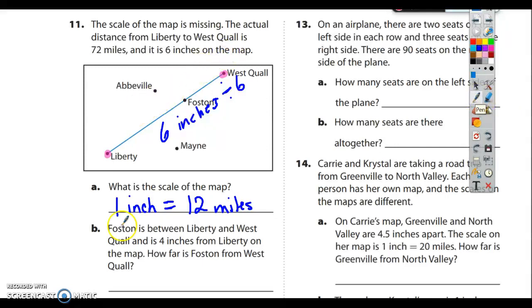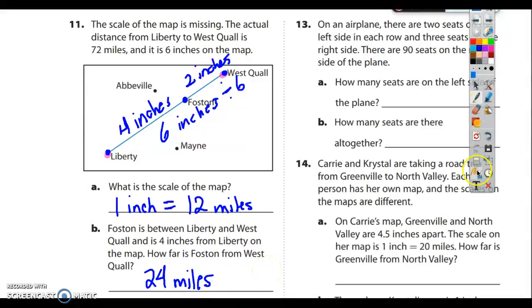Question B reads, Foston is between Liberty and West Qual. Here's Foston right here. And it is 4 inches from Liberty on the map. So from Liberty to Foston is 4 inches. How far is Foston from West Qual? Now we're not talking about on the map, because I could easily say that that's 2 inches. I'm talking about in real life. So I know that's 2 inches because to get from Liberty all the way to West Qual is 6 inches. And the directions tell me that from Liberty to Foston is 4 inches, so the remainder has to be 2 inches. And then if I use my scale from A, if 1 inch is equal to 12 miles, then 2 inches would be 24 miles. And that is the correct answer to question B.